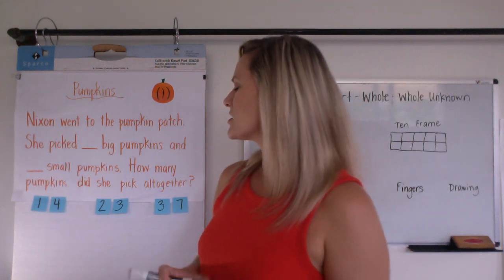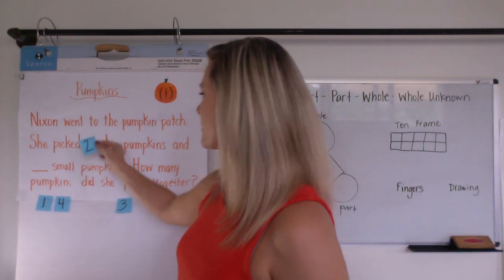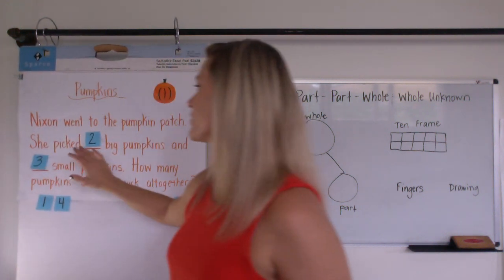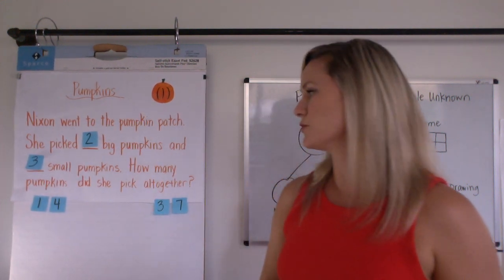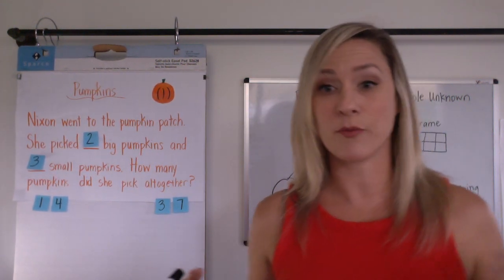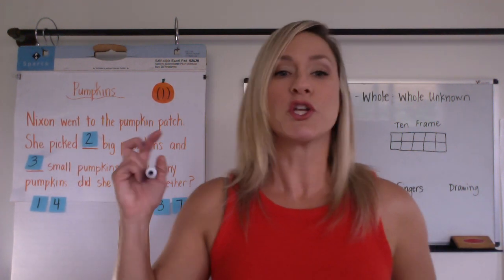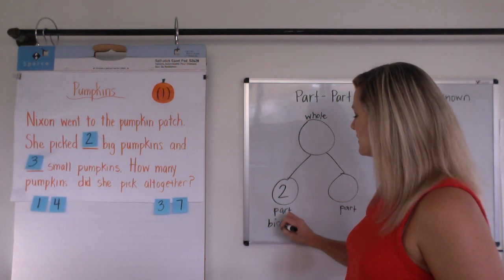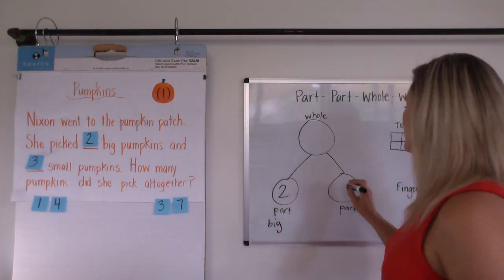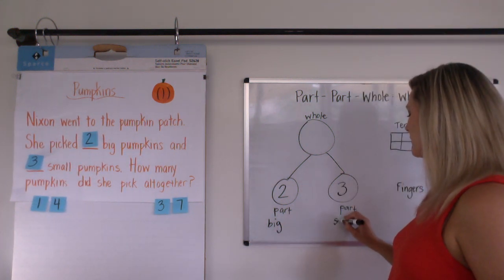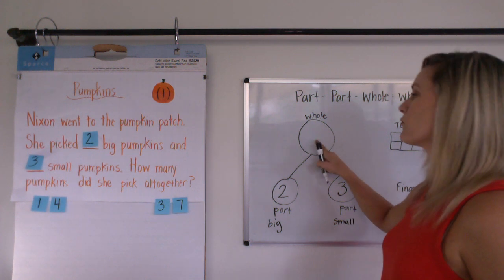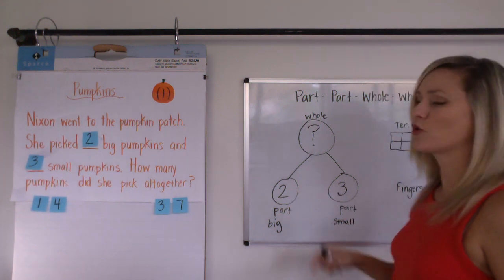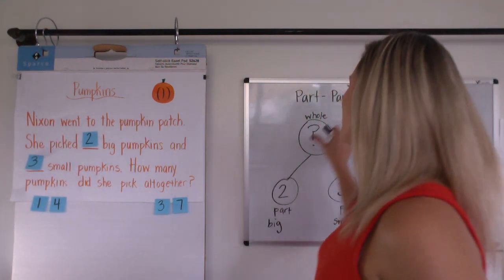So in this story, let's say I'll just do 2 and 3. Let's say in this story, she picked 2 big pumpkins and 3 small pumpkins. Okay, so make sure you have your child stop to imagine that. So 2 big pumpkins. So maybe we'll put the 2 big pumpkins here. And then 3 small pumpkins, that's the other part. And then maybe we could put small right here. And then we're trying to figure out the whole. So how many were picked all together? So then they're going to join that 2 plus 3 and figure out that it is 5.